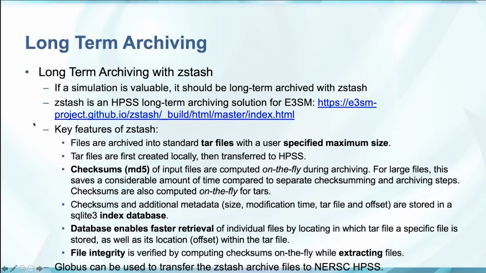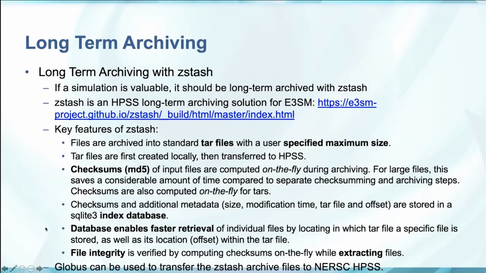So files get archived into standard tars. The user can specify a maximum size. A big thing is that it computes checksums on the fly during archiving. Checksums are also computed for the tars. And those checksums are used to verify file integrity while extracting files. And the checksums and the metadata are stored in a SQLite database, which can enable faster retrieval of these files.